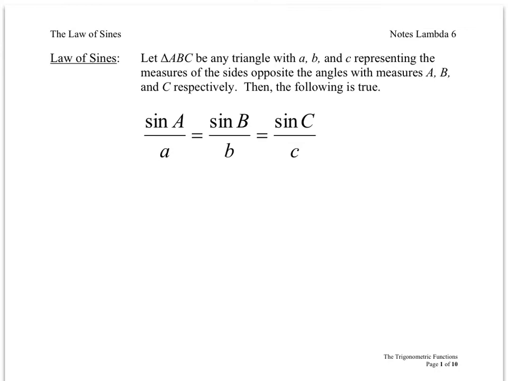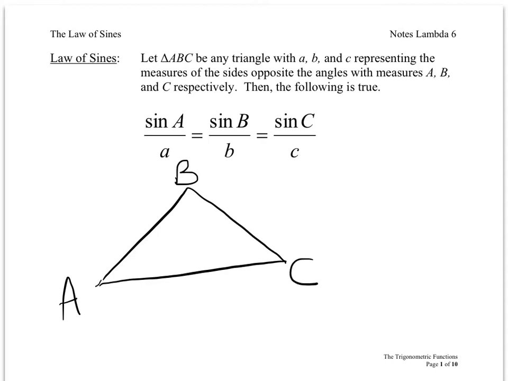In essence, it can be any type of triangle. It can be obtuse, it could be acute, it could be a right triangle. So let triangle ABC be any triangle, with a, b, and c representing the measures of the sides opposite angles A, B, and C respectively. Respectively means in the same order. So little a comes first, big A comes first, so that means that little a is opposite of big A. If I draw that triangle ABC, capital letters are for angles, then the side opposite the angle is the same letter, a, b, and c.